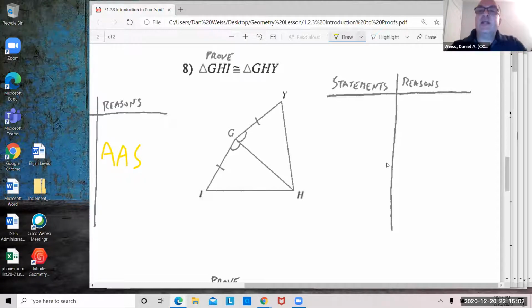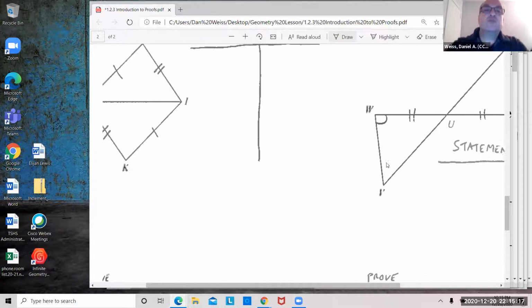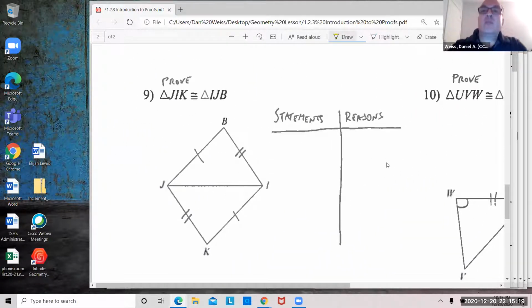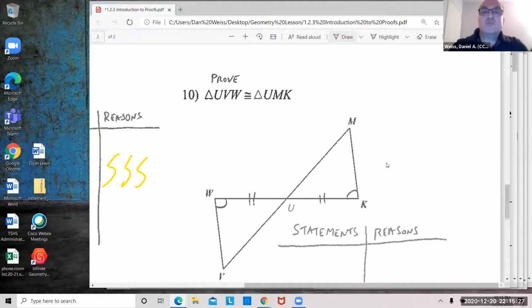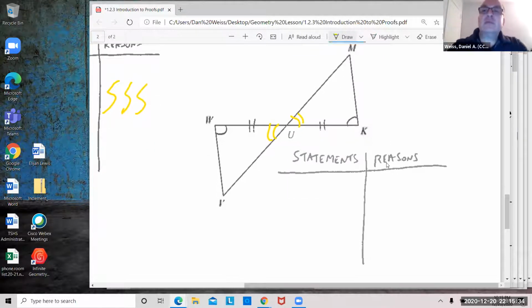All right, once again, this is part of both triangles. So that's a side. So the angle is between the two sides. So you have side, angle, side. That's equal to itself. You have side, side, side. This angle is equal to this angle because of vertical angles. So you're going to have angle, side, angle.